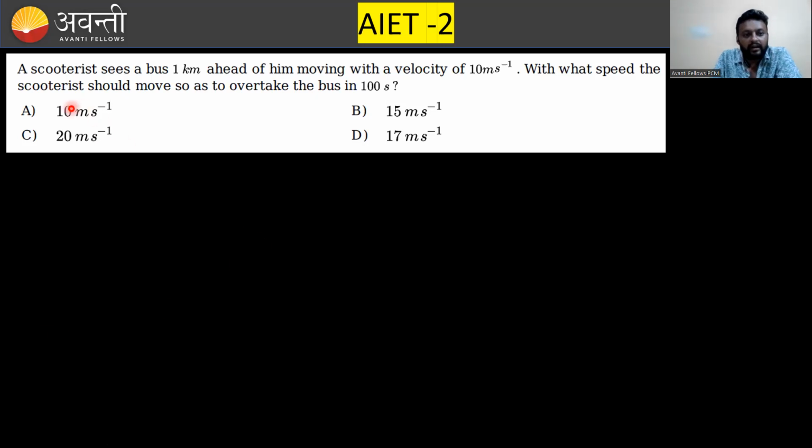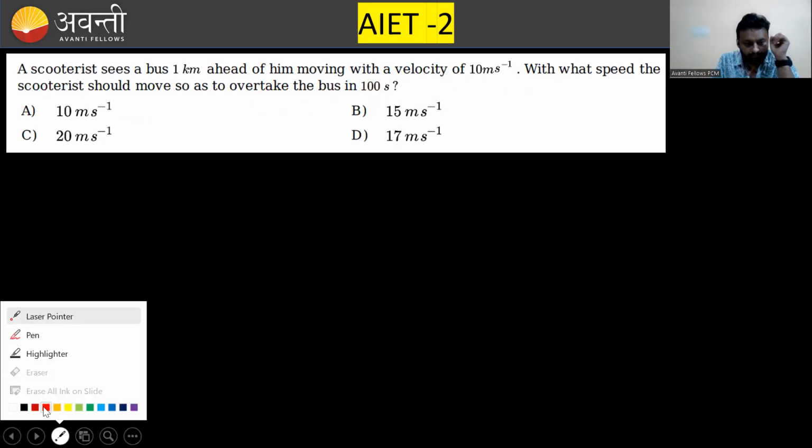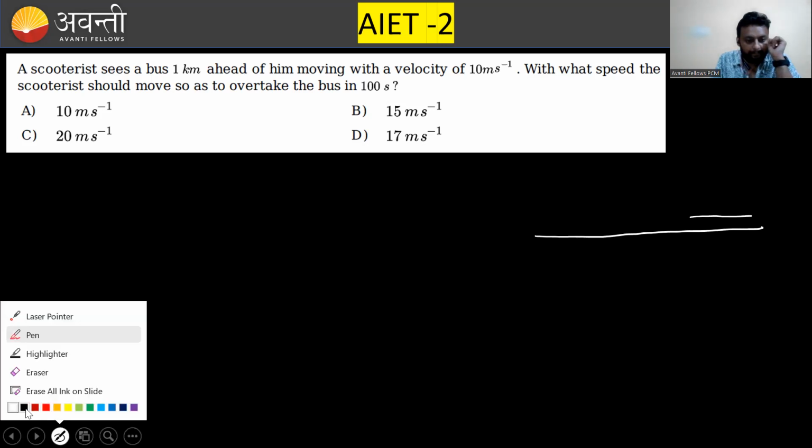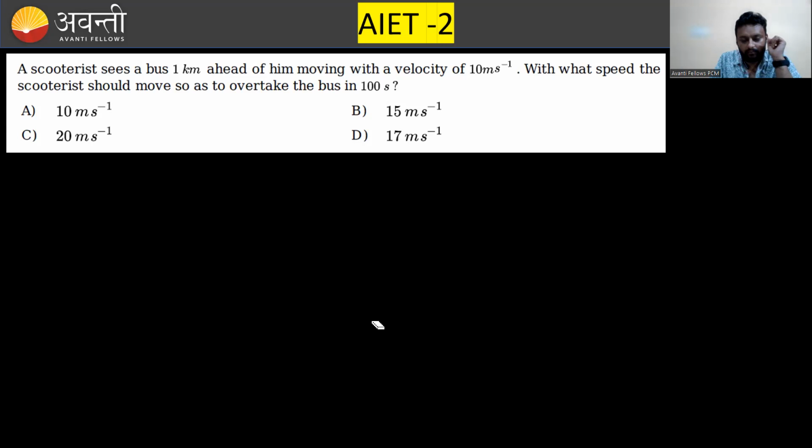Just read the question. A scooterist sees a bus 1 kilometer ahead of him, moving with a velocity of 10 meter per second. With what speed should the scooterist move so as to overtake the bus in 100 seconds? So let's draw the situation for better understanding. Every time I am drawing a diagram for better understanding of the question.